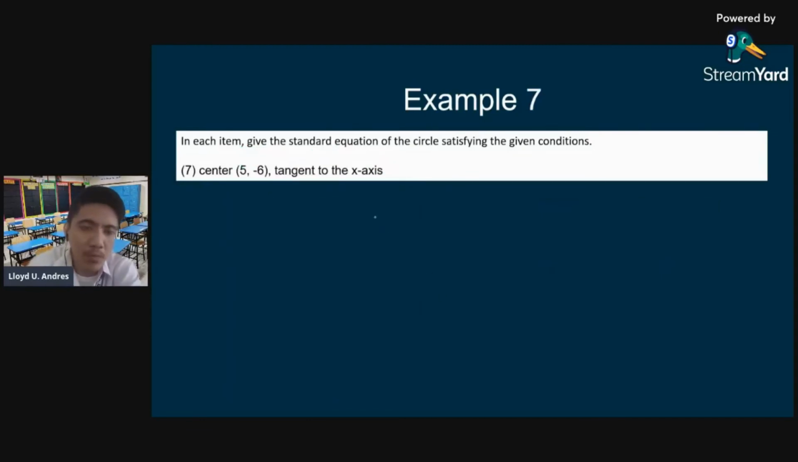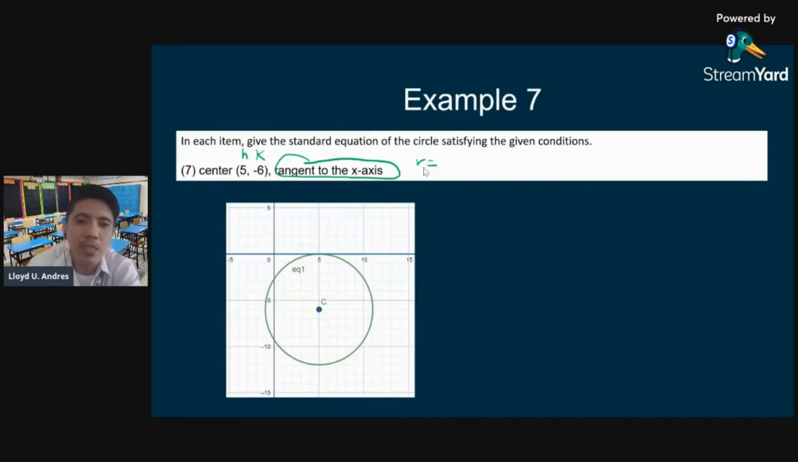This one is the same as example 6. Its center is at 5, -6. So therefore, this is again our h, and this is again our k. But this time, it is tangent to the x-axis. The previous example is tangent to the y-axis. This time, it is tangent to the x-axis. So again, we have h and k, but we don't have r. So it is advisable to sketch the graph. Sketching the graph will look like this.